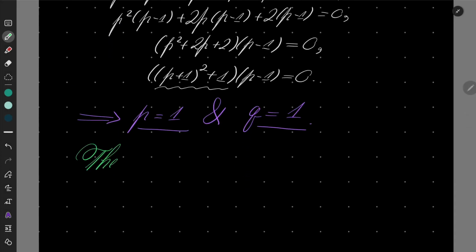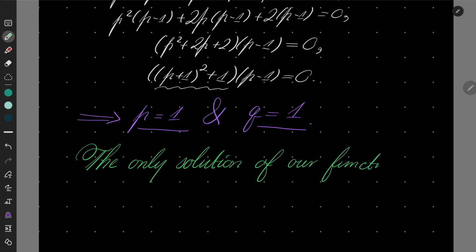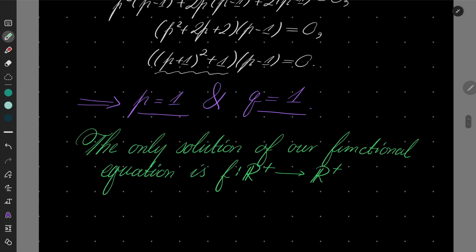So our functional equation has only one solution. The only solution of our functional equation is f going from the set of positive numbers into itself, given by the formula f(x) = x + 1.